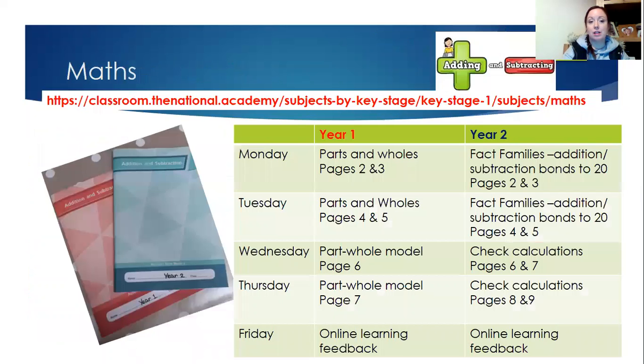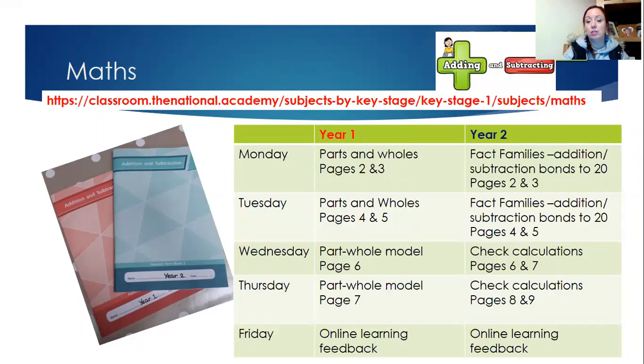The next activity that I'd like you to do is linked in with your maths booklet, so with your White Rose maths booklet. You can see that for year 1, you've got work around parts of wholes. So when you've got a number, so for example, number 5, how could you make number 5? Different ways of making 5. So you could have 4 and 1, 3 and 2, 5 and 0, and so on. Again, you've got some more work on parts of wholes on Tuesday, and then part whole models Wednesday and Thursday. And Friday then, your task is to take part in the online learning feedback.